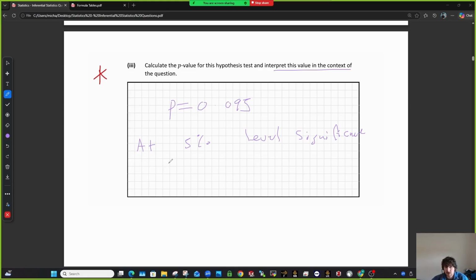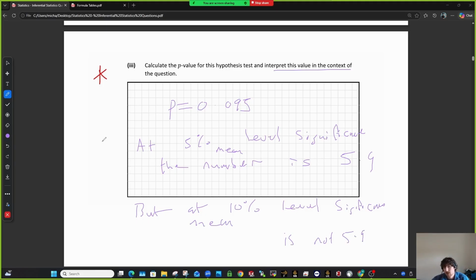So at the 5% level of significance, the mean number of tries is 5.9. But then you can also do an alternative, but at the 10% level of significance, say. The mean number of tries, we'd have to disagree, you'd write is not 5.9, okay? So hopefully I'm not waffling on too much there, but people get the point on what you're kind of meant to write in there, okay?